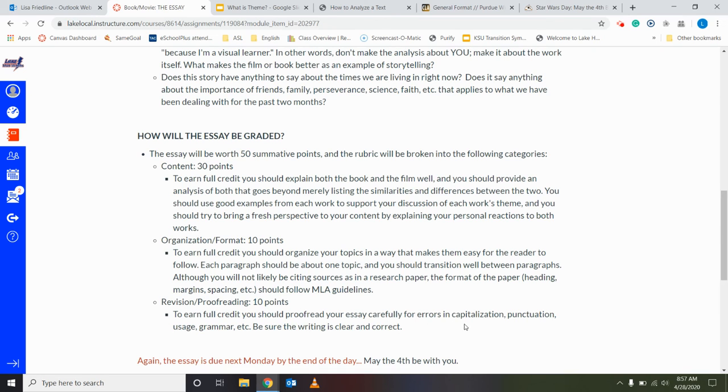Don't make silly errors in capitalization, punctuation. Don't use lowercase i's, okay? Don't use a lot of "you would like this," "you see this happen in it," the word you, because it's not about me. I'm not the one that watched your film or read your book, okay? Make sure your writing is clear and concise.